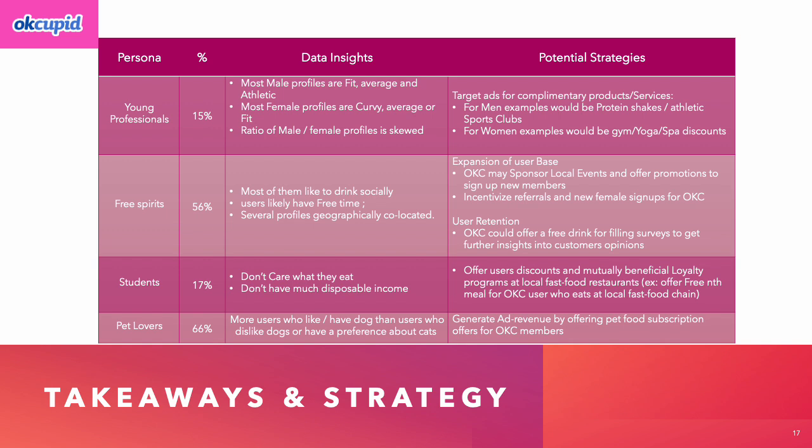Similarly, pet lovers, more users like to have dogs than users who dislike dogs, and there are some strong preferences about cats too. So ad revenue generating schemes can be offered for pet food subscription for OKC members.